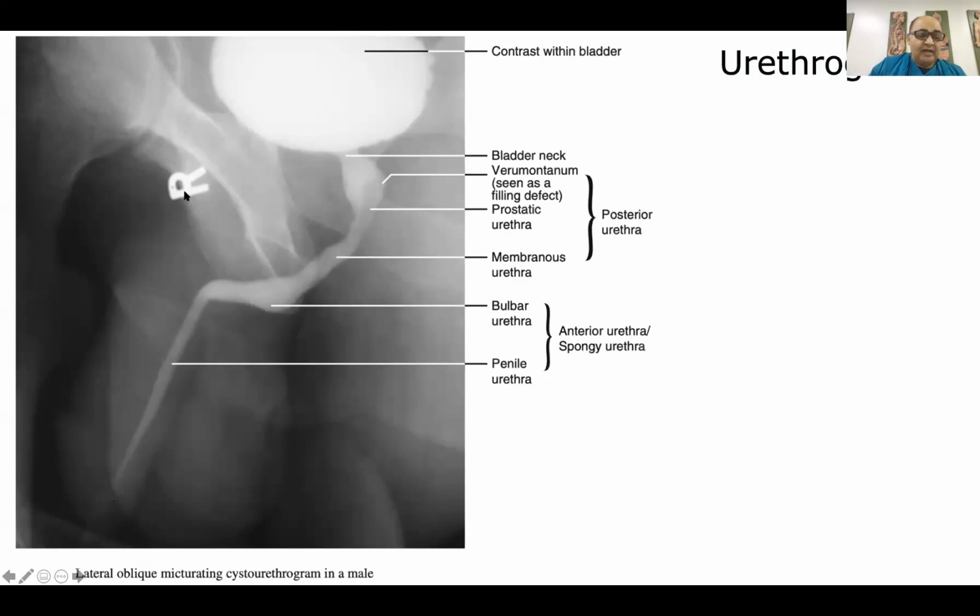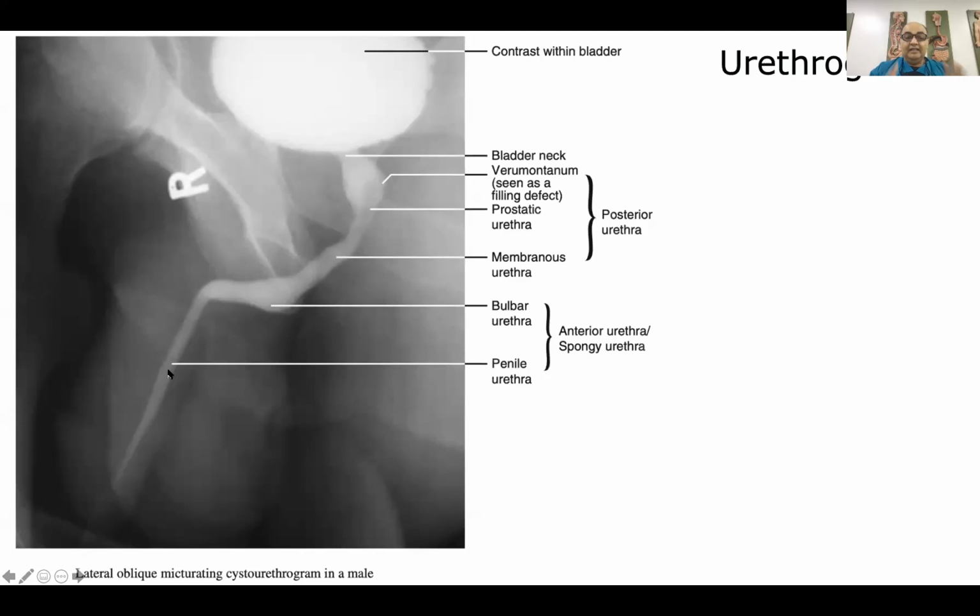And you're looking from the right side. We call it cystourethrogram or urethrogram. Now you need to identify the different structures on a given X-ray. Nobody will be asking you on a picture. So in this: bladder neck or pre-prostatic urethra, this raised area, verumontanum, prostatic urethra, membranous urethra, bulbar urethra, and the penile urethra.